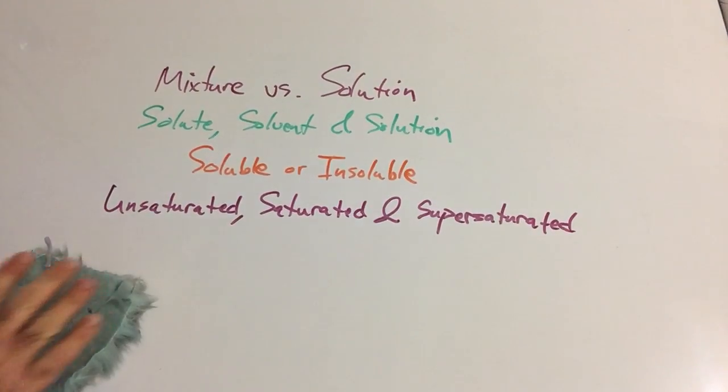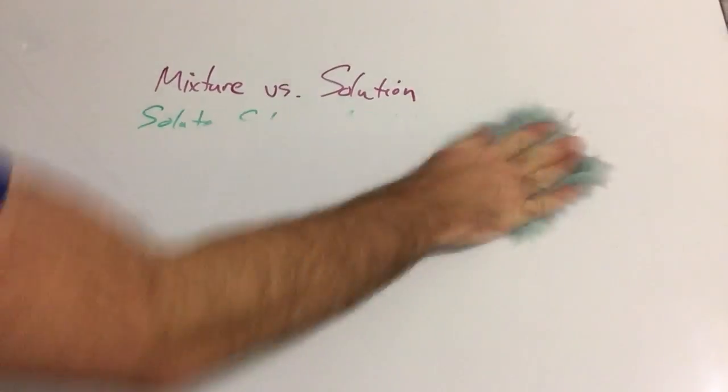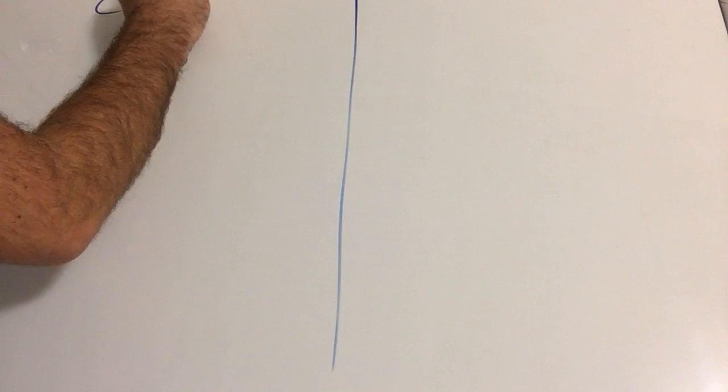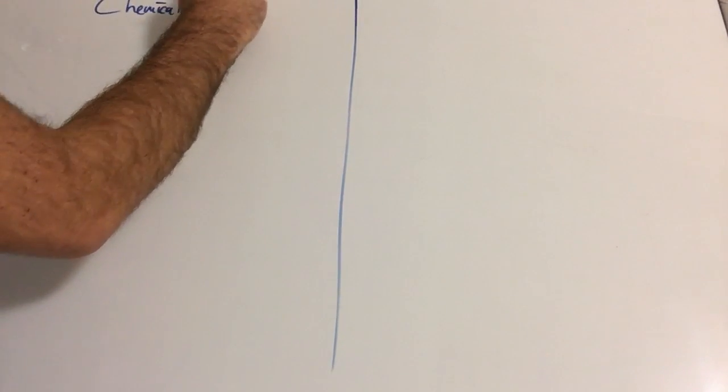So let's start in with mixtures versus solutions. Again, this is a review. I'm assuming that you already have some experience with this. Basically, if you take two different chemicals and you put them together, there's two possible things that can happen. You can have a chemical reaction.